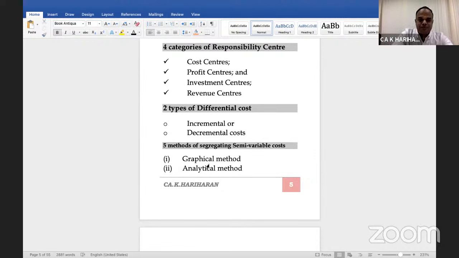Clear? Now, whenever you come across cost, there is a very frequently asked question, at least one question for every attempt. Explain the cost classification. Explain the cost based on relationship. Can you please tell me based on relationship what all the costs are there?